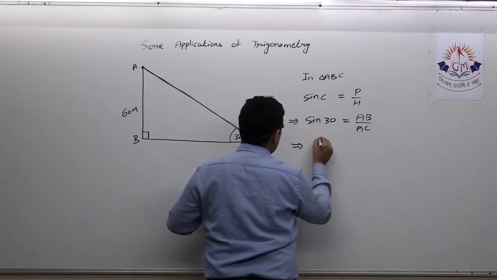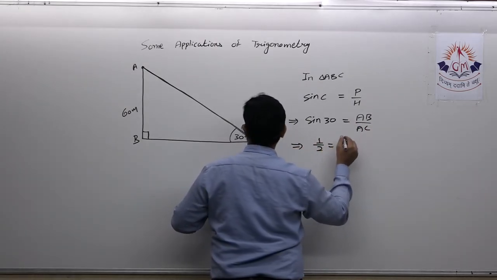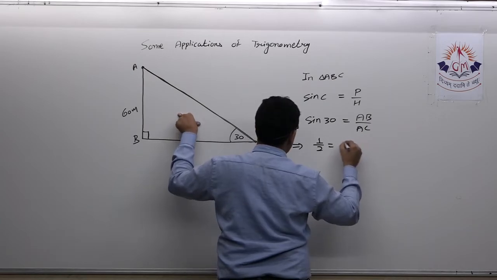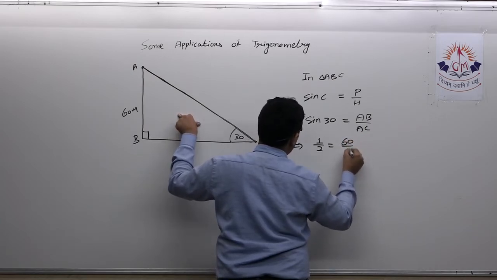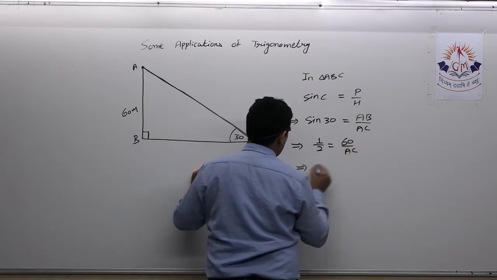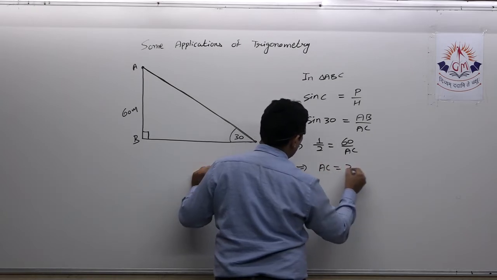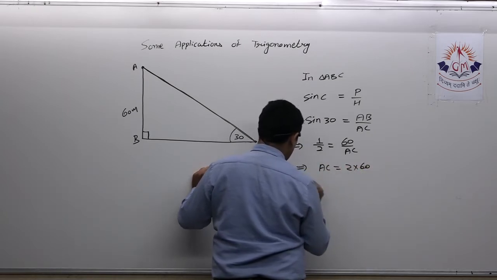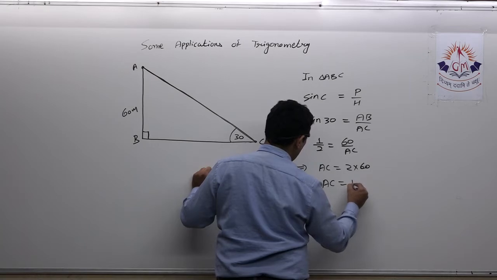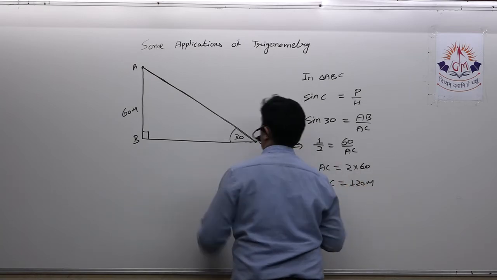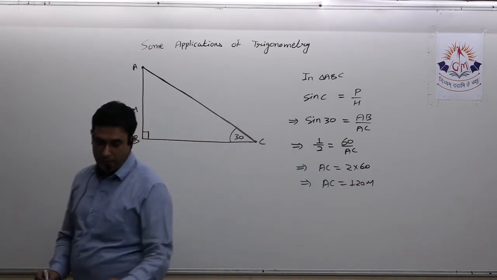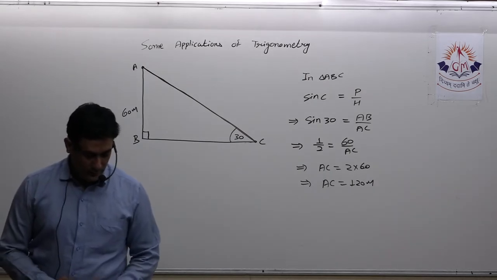So sine 30 is equal to 1 by 2. AB is 60. AC we have to find. So here I can say AC is equal to 2 into 60. Therefore AC is equal to 120 meters. That means the length of the string is 120 meters.